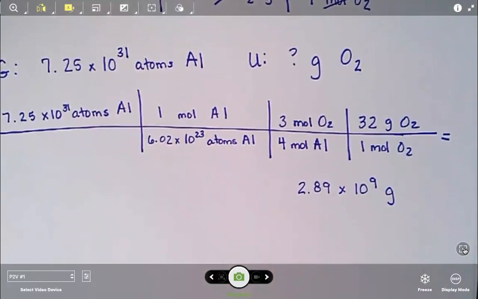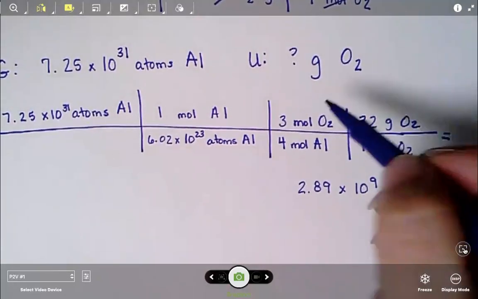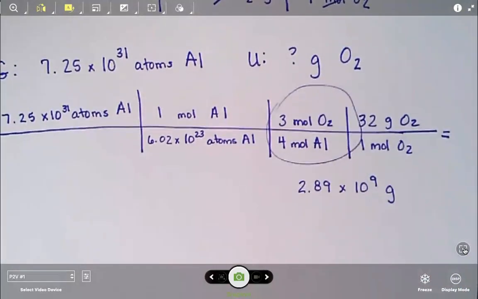This is pretty straightforward. It is combining your chapter 10 material with your stoichiometry mole ratio material. It's this step. This is what makes it stoichiometry: going between one compound and a different one.